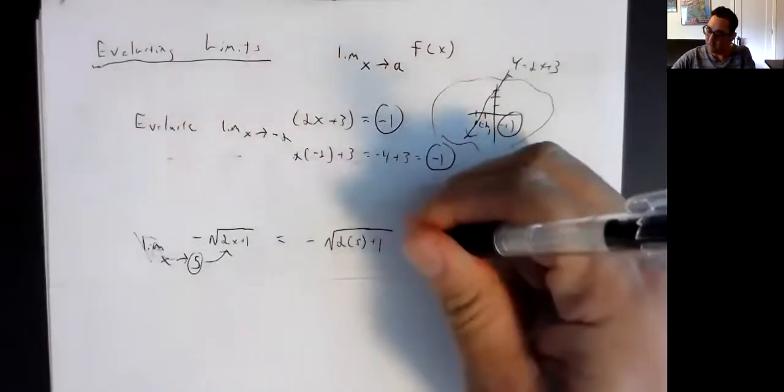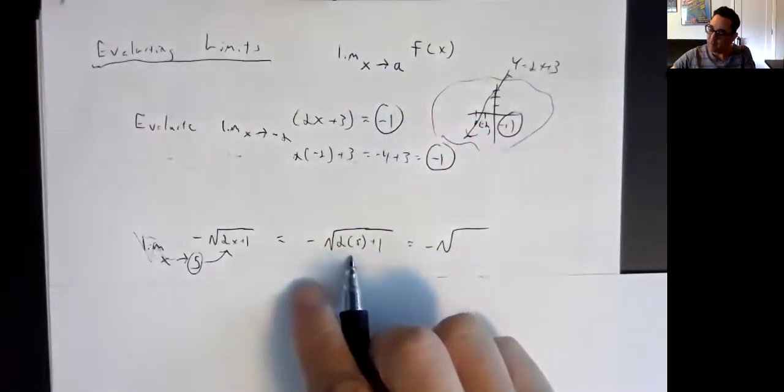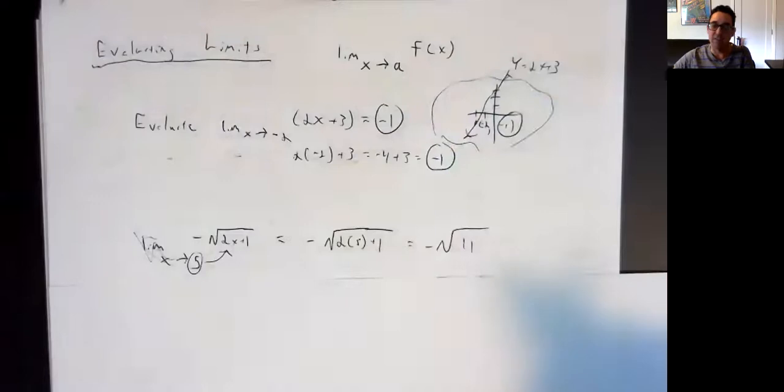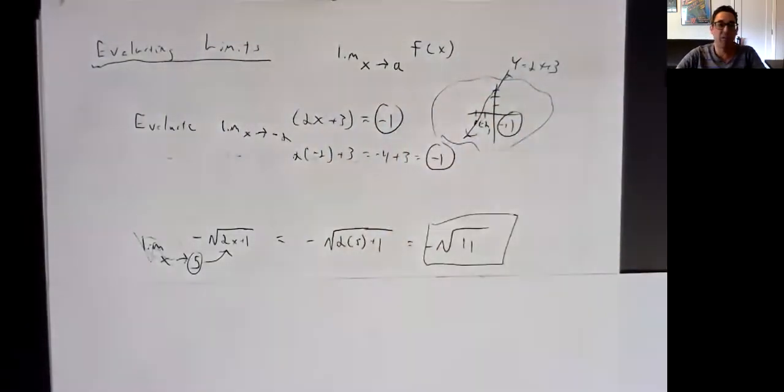Just take 5 and plug it in, right? So it's negative square root of 10. 2 times 5 is 10, plus 1, 11. And without a calculator, that's as simple as it gets. So that's my answer, because that is an answer. I just plug it in, and as long as you don't get an undefined situation, then you're fine.